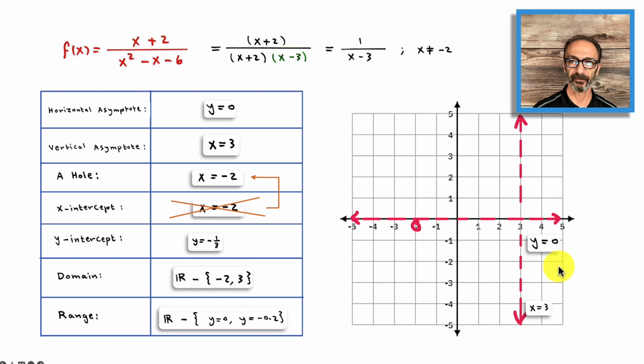So let's move on. We have an x-intercept of none. We have a y-intercept at -1/3. So somewhere right here, that's y equals -1/3. So let's mark it right there. So I do have a graph that is going to go close to this vertical asymptote, and it's going to get close to this horizontal asymptote, passing this point and skipping this point. Here we go. The other piece will be up here, and I think I'm done.